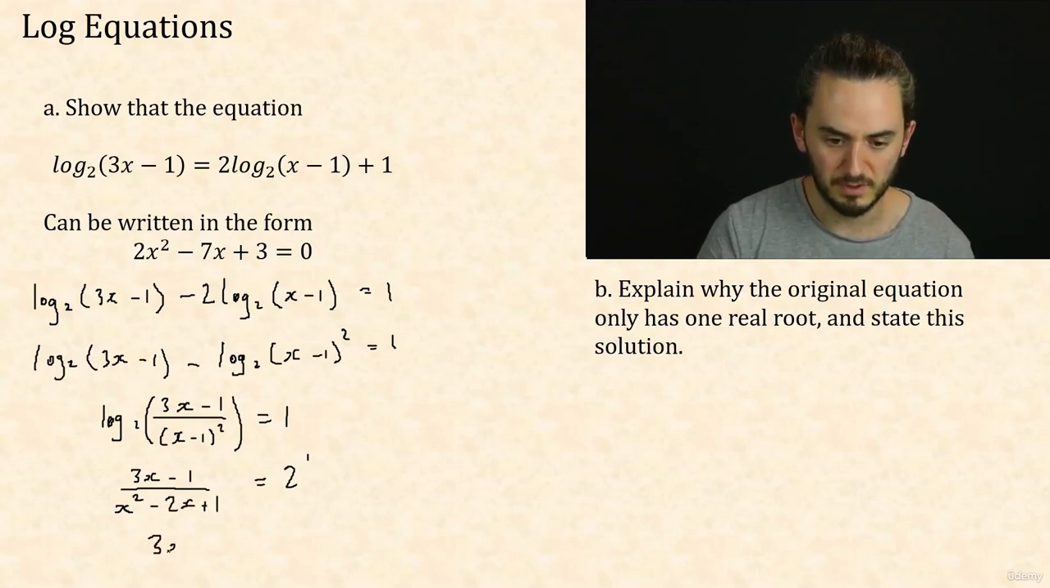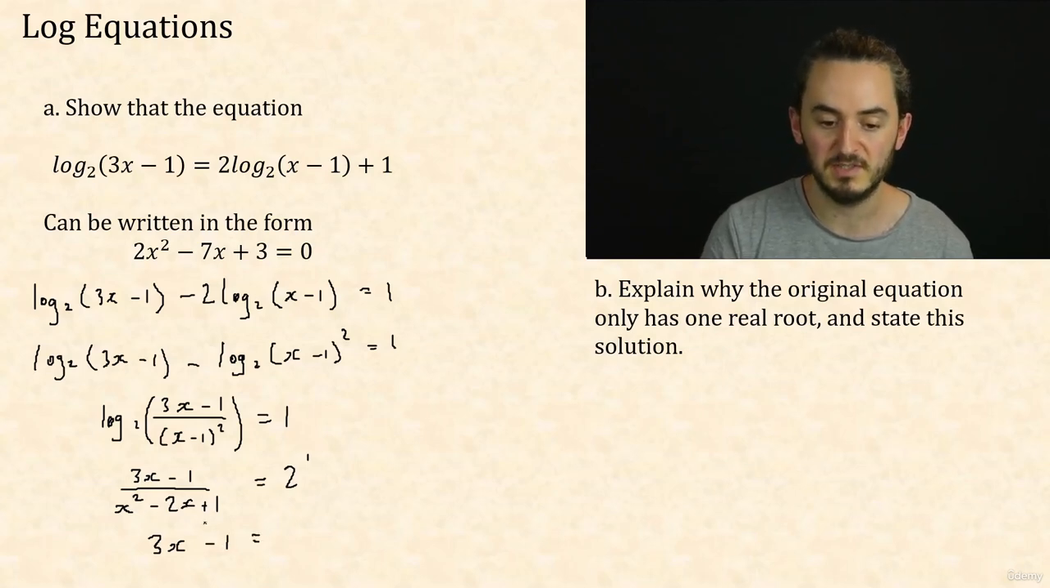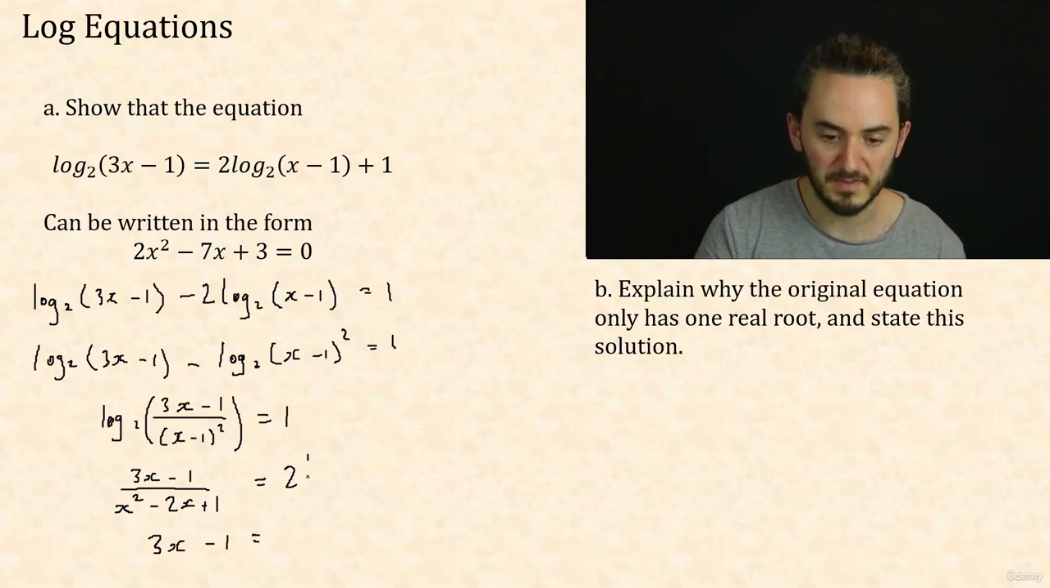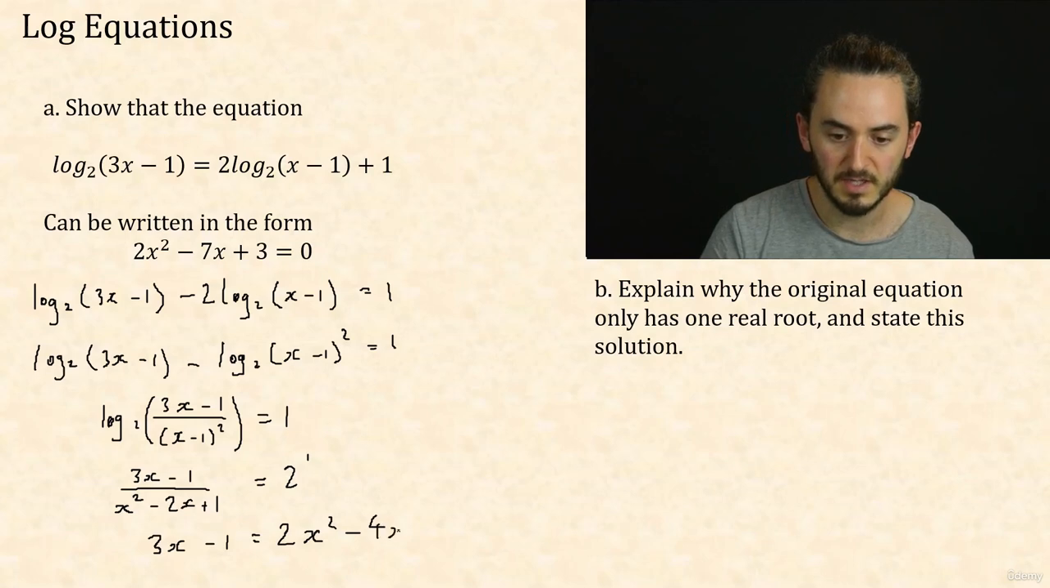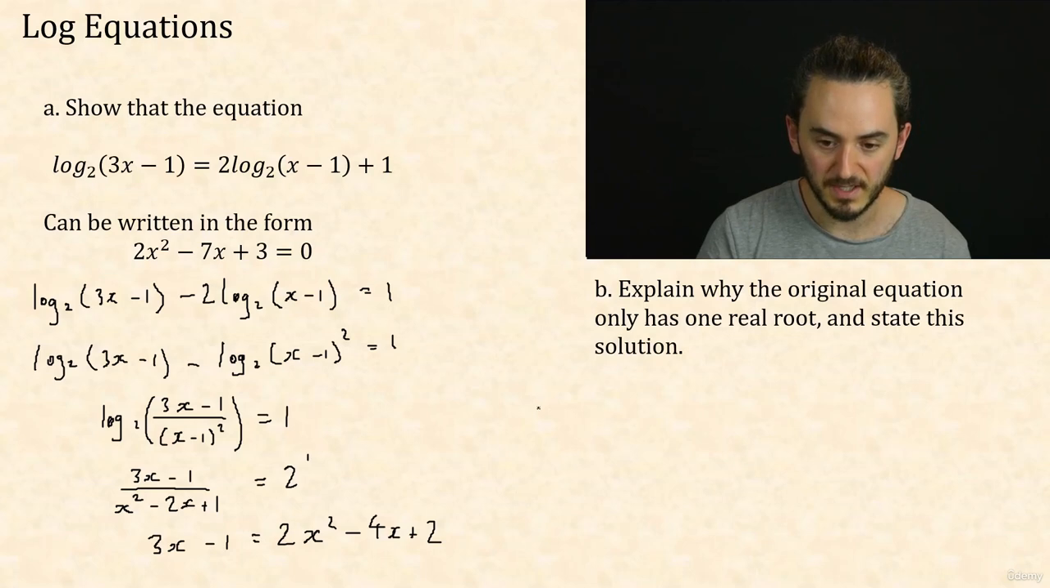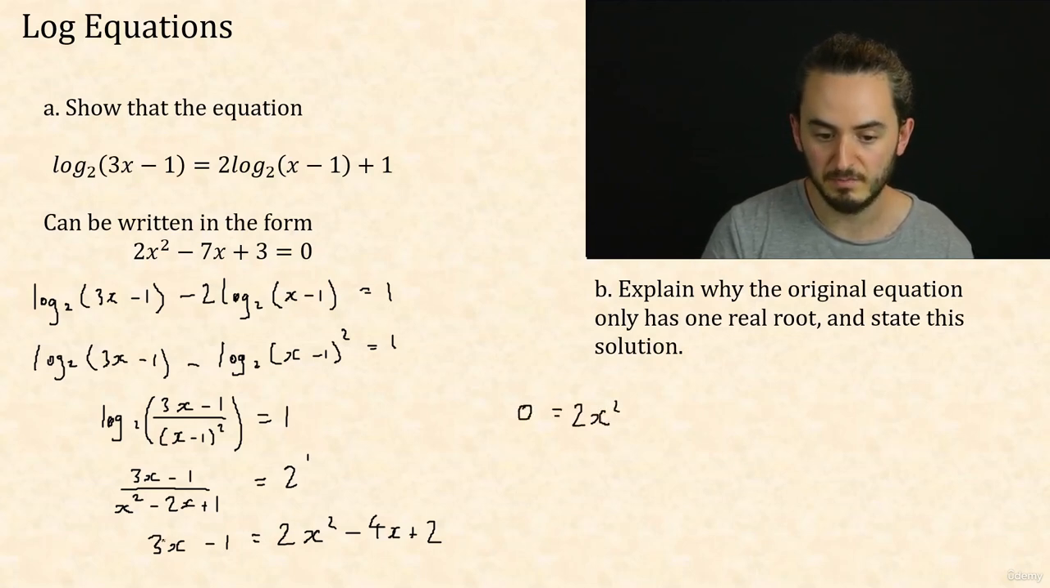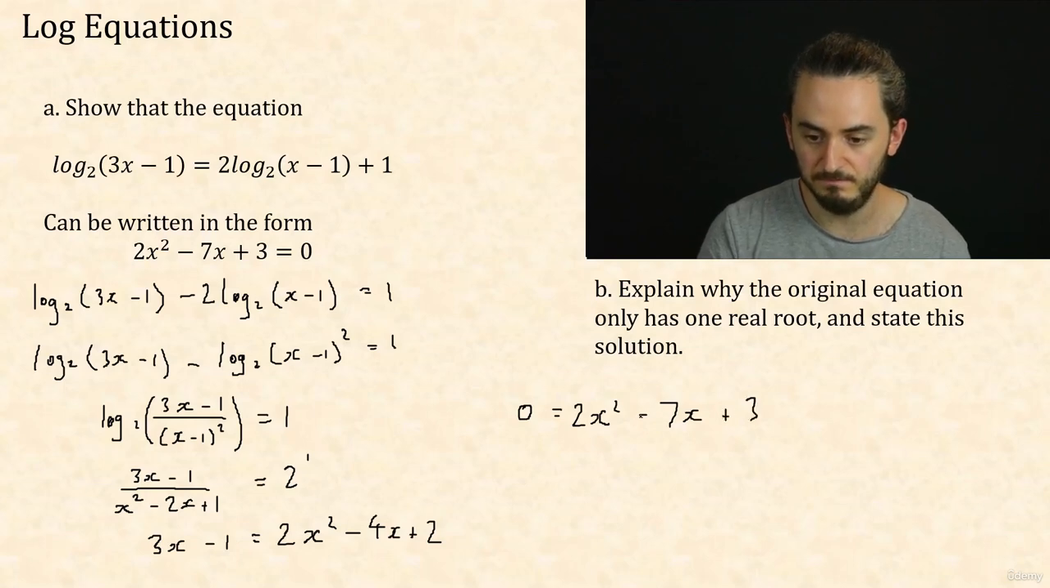Finally, or not finally, but almost there, 3x minus 1 is, multiply both sides by x squared minus 2x plus 1, and I'll double it when it comes here. I get 2x squared minus 4x plus 2. Getting everything onto the right-hand side then, I'll get 0 equals 2x squared. Subtracting 3x from both sides, I'll get minus 7x. And then adding 1 to both sides, I'll get plus 3. And there it is. Look, I've shown that this can be written in that form. I've got exactly the same quadratic.